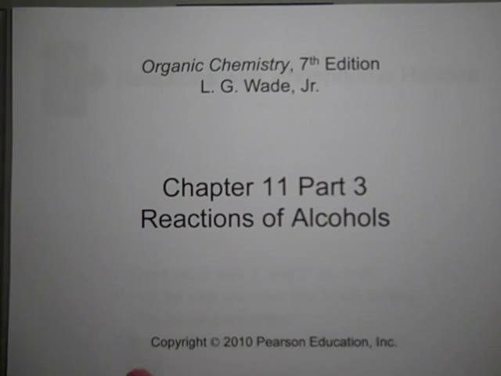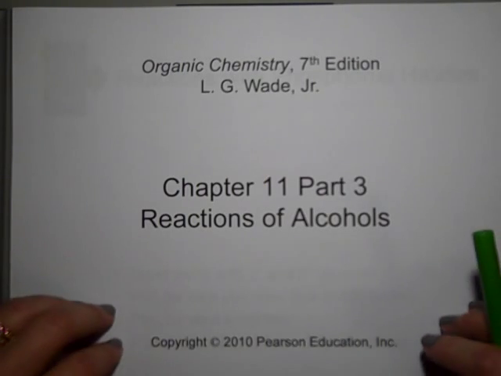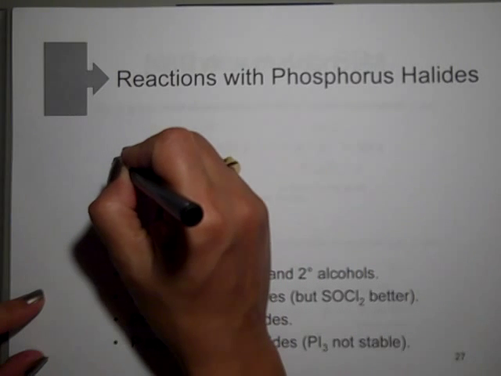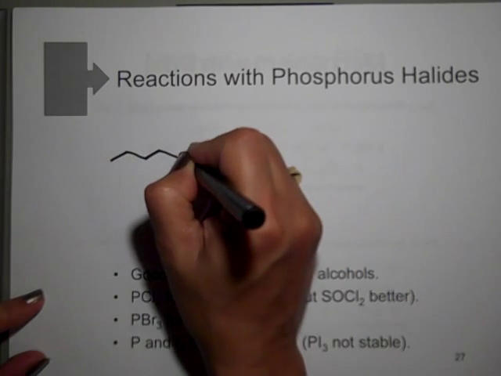This is the third and last part of chapter 11. We're going to talk about the rest of the reactions that we didn't cover in part 2. The first one that we're going to do is a reaction of alcohols with phosphorus halides. Now this reaction is actually very useful. It goes in very high yield, so you don't have to worry about rearrangements or anything.